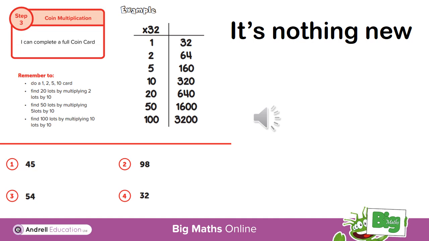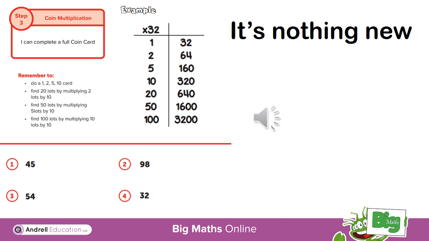So we're moving on to It's Nothing New. As I said, we'll be looking at coin cards all this week. So here is an example of how to complete the full coin card. We've got a coin card for 32. So 1 lot of 32, 2 lots of 32, 5 lots of 32, 10 lots of 32, using the methods from earlier on in the week. And then if you can have a go at doing a full coin card for 45.